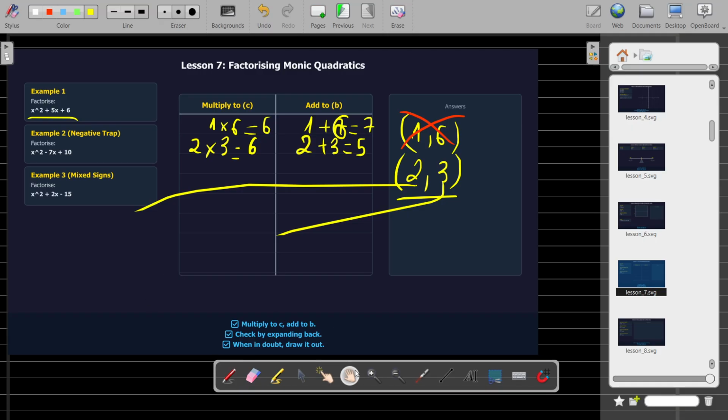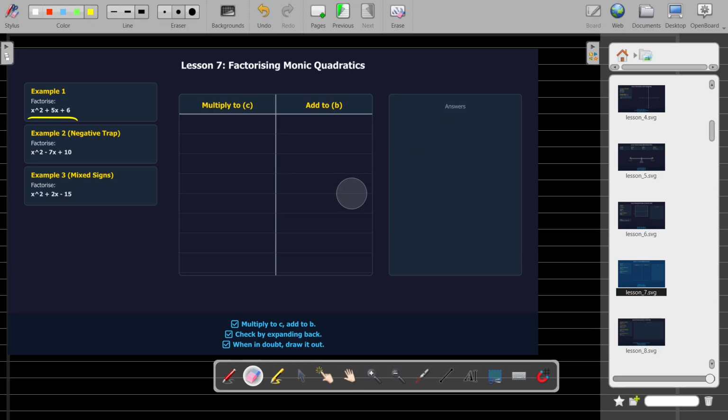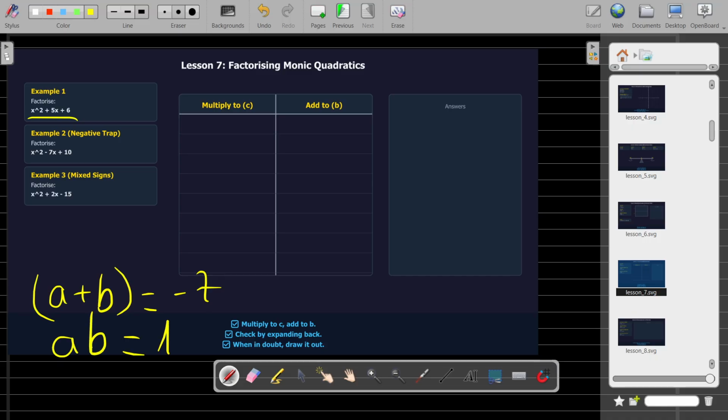But I want you to go to an even trickier one, because you don't want to keep doing the easy ones. Of course you do them multiple times, but at some point you're going to do the harder one. So we have x squared minus 7x plus 10. We need to find the numbers that add up to minus 7, because minus 7 is the number next to x, and the constant is 10. We just need to find a couple of numbers that do this.